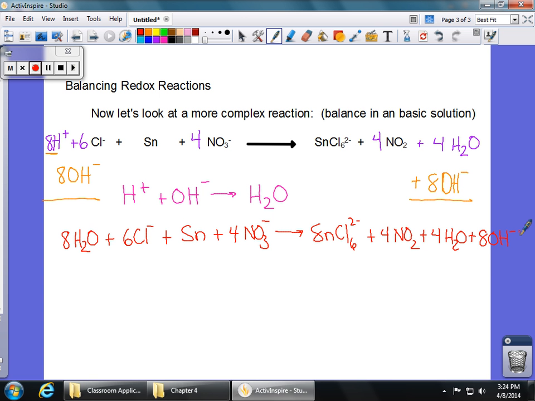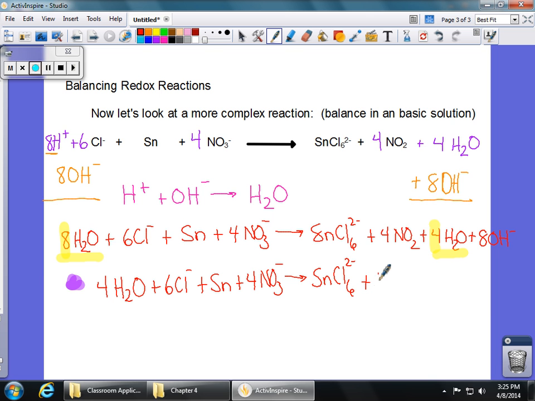The great thing about using hydroxide to neutralize the acid is that now we have water on both sides of our equation. As you can see here and here, there's water. There are 8 waters on the left. There are 4 waters on the right. And the idea of Hess's law comes back into play. When you have the same substance on both sides of your equation, they cancel each other out. Now, they're not equal in this case, so we're still left with 4 waters overall, plus 6 chloride minuses, plus tin, plus 4 nitrates. That will give us the tin hexachloride ion, plus the nitrogen dioxide, and now 8 hydroxides. The water has left our product side of our reaction.